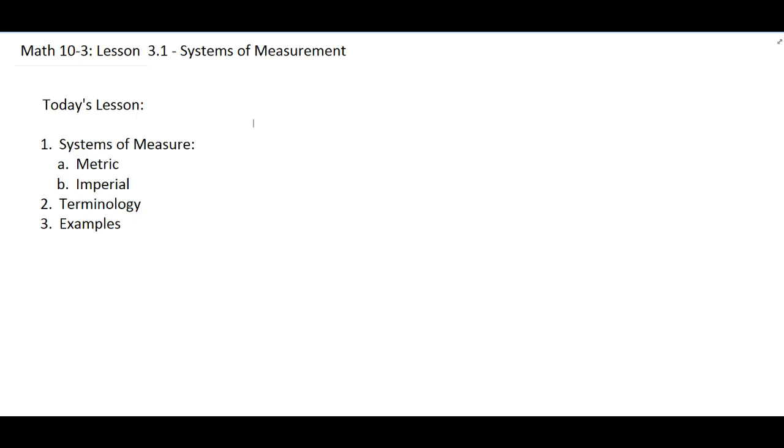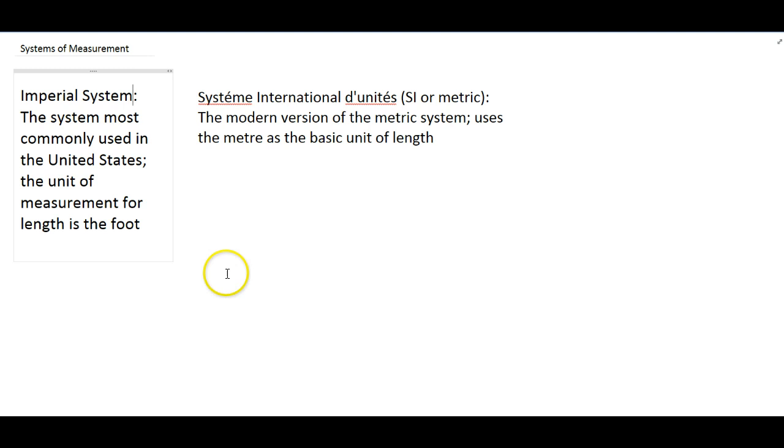Today's lesson is lesson 3.1, Systems of Measurement. We're going to look at the two different systems of measurement that we're going to work with. That's the metric and the imperial. Do some terminology and then some examples. So let's get started.